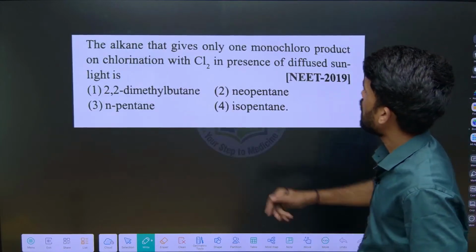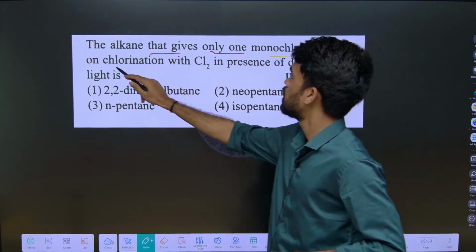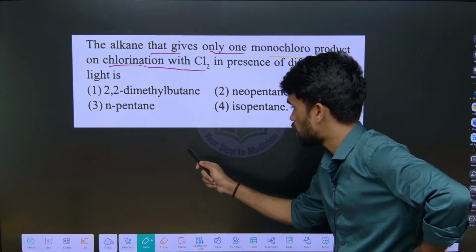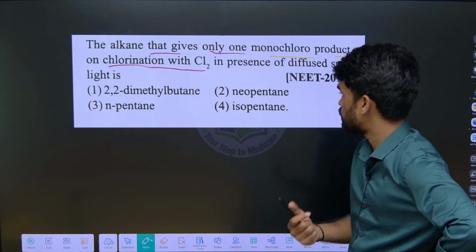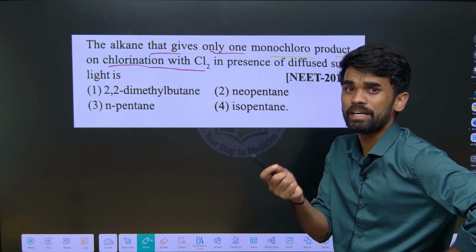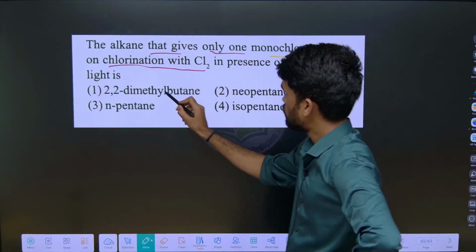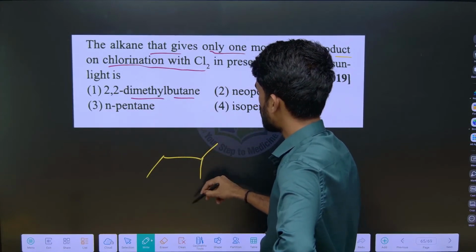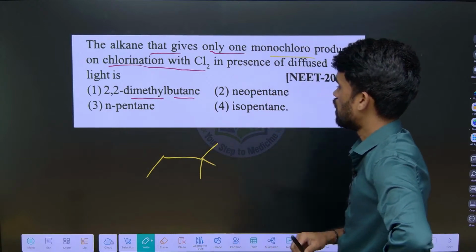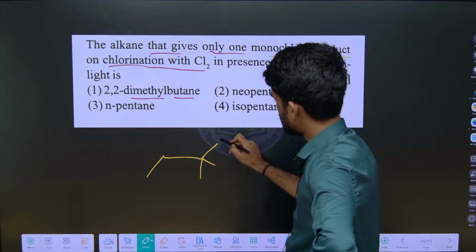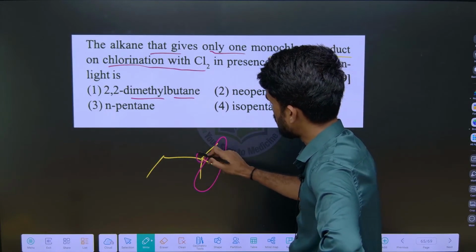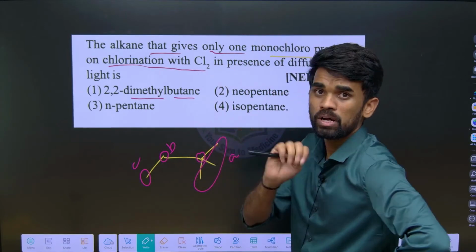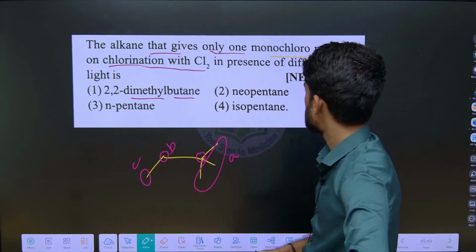Tell me, which alkane gives only one monochloro product on chlorination with chlorine? What I told you is, in order to identify the number of possible products, we just need to identify how many types of carbons or hydrogen atoms are present. If I write 2,2-dimethyl butane, it has these three as A type hydrogens, here there is no hydrogen, here B type hydrogen, here C type hydrogen. So three products are possible. Monochlorination gives three different products.